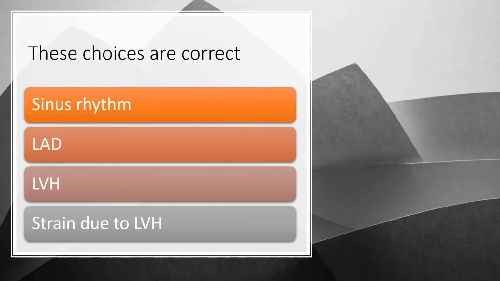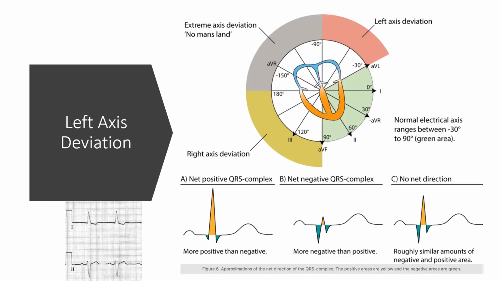These four answer choices are correct. Sinus rhythm, because every P wave is followed by a QRS complex and every QRS complex is preceded by a P wave, as you can see on the ECG. Left axis deviation, left ventricular hypertrophy, and strain due to left ventricular hypertrophy, as we will talk about in the following slides. There are multiple methods to assess axis on an ECG.